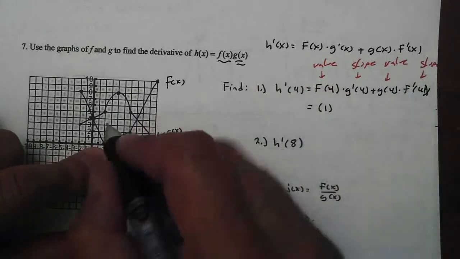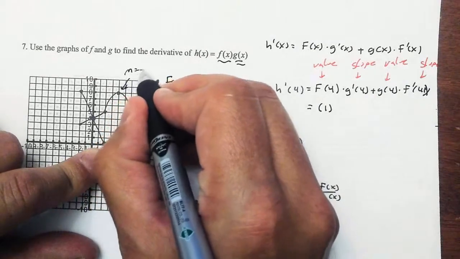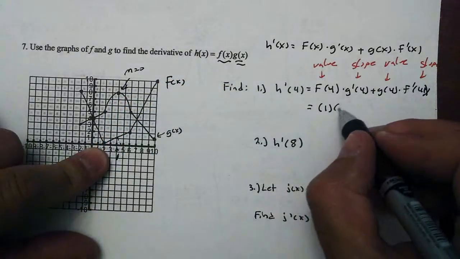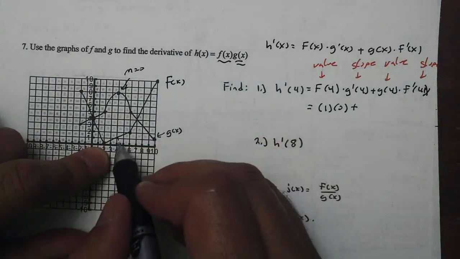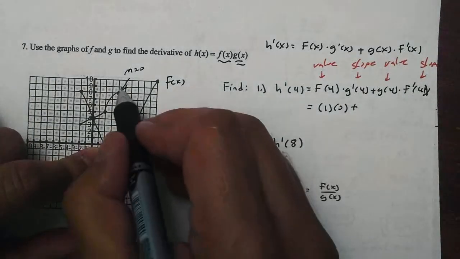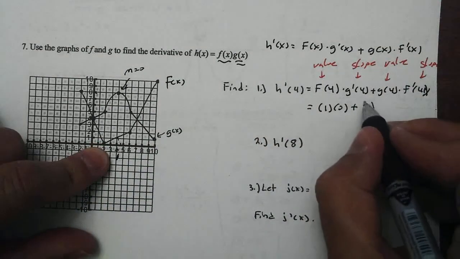G prime is the slope. So if that's the slope here, it looks horizontal. So the slope there looks like 0. So I'm going to take that 1, multiply it by 0. Next, now I'm going to take the value of g at 4. So remember, this is my g function. The value goes to the y. That's going to be 8.